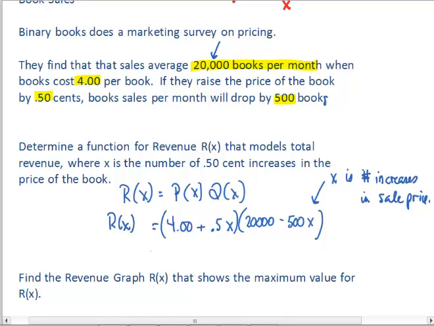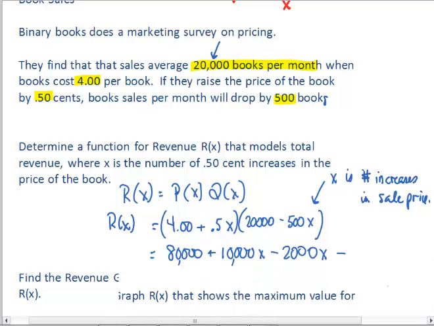And if you want to FOIL it out, that's fine. You'll have 80,000 plus 10,000 X minus 2,000 X, and the last term will be 250 X squared. When we combine terms, we have 80,000 plus 8,000 X minus 250 X squared.